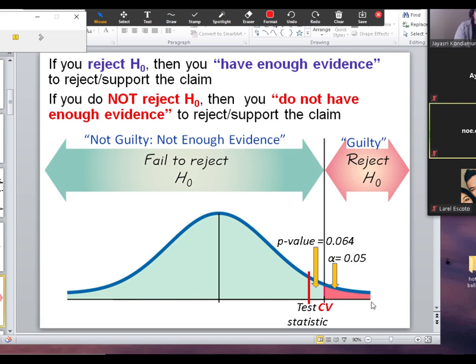But if I get something way out here, that's probably not due to variance. That's probably due to the fact that my mean or my proportion is not here. It's somewhere further to the right, closer to out here. So if I get something out here, then I'm going to reject H naught. I'm going to say my mean's not here, my proportion's not here, because I had enough evidence. The analogy we draw is that it's guilty. So if you reject H naught, then you have enough evidence. That's what we're going to be using in our step 5. If you do not reject H naught, that's because you're in this region here and you do not have enough evidence.